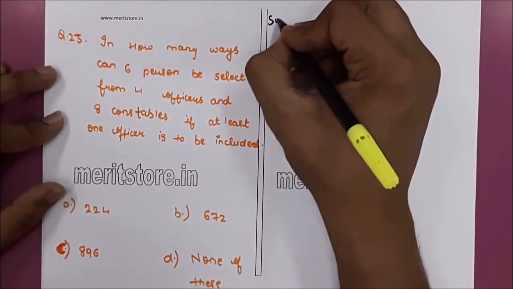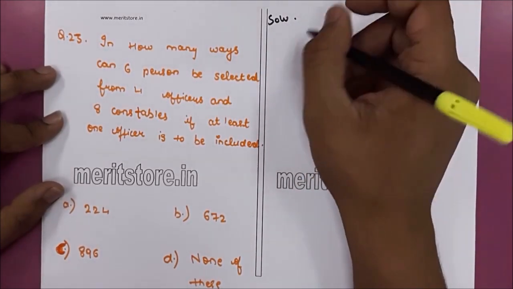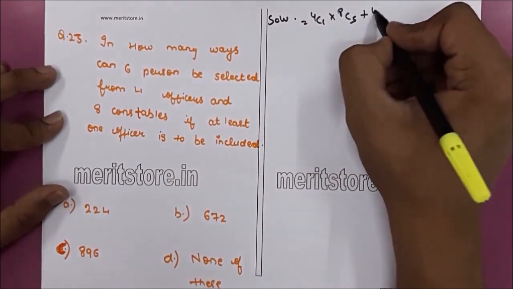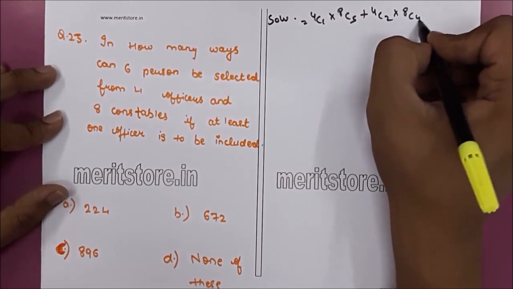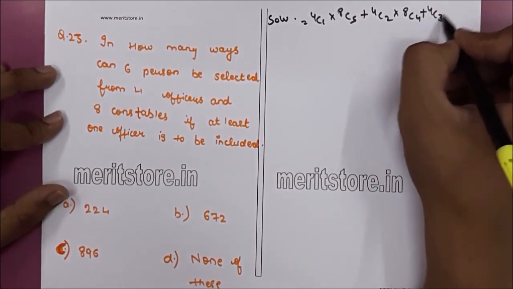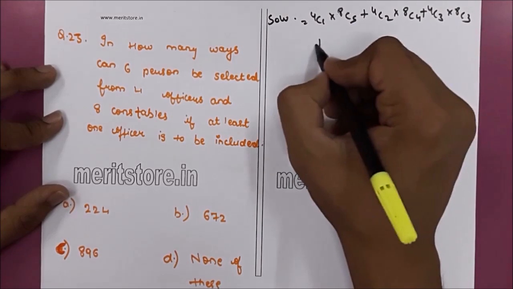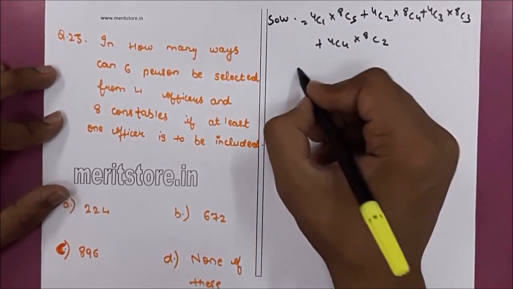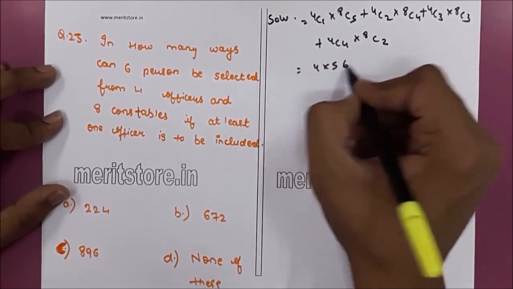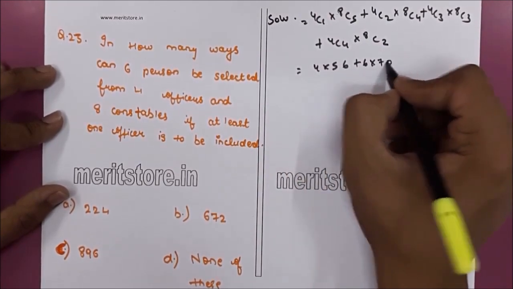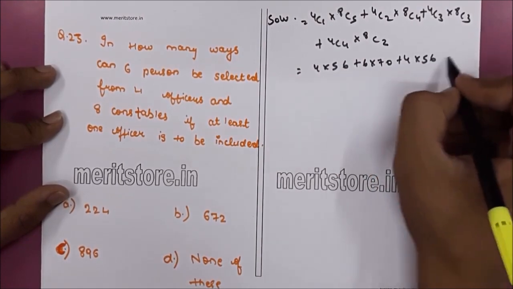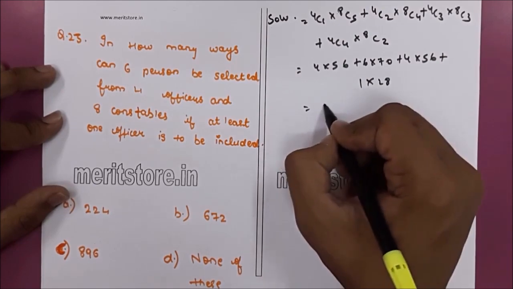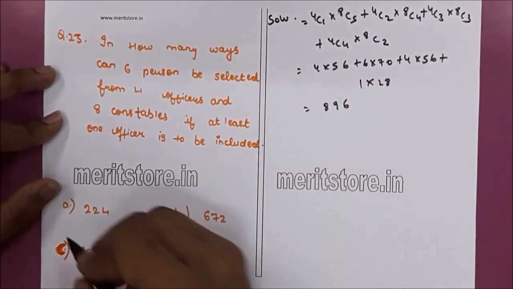Therefore, the solution is: required number of ways is equal to 4C1 into 8C5 plus 4C2 into 8C4 plus 4C3 into 8C3 plus 4C4 into 8C2, that is equal to 4 into 56 plus 6 into 70 plus 4 into 56 plus 1 into 28 is equal to 896. Therefore, option C is correct.